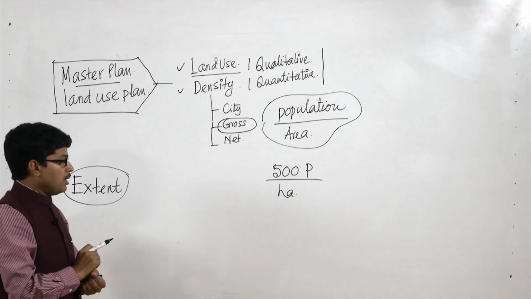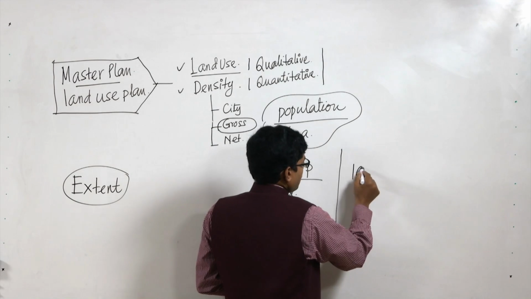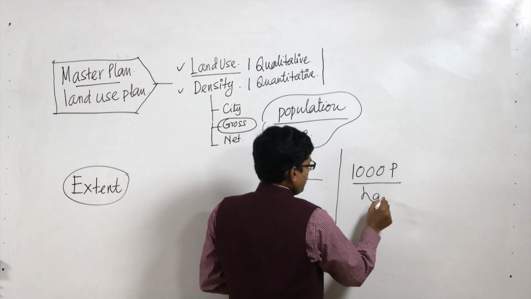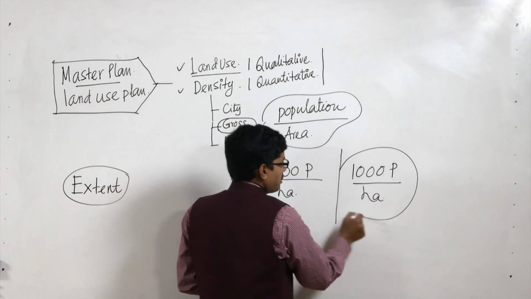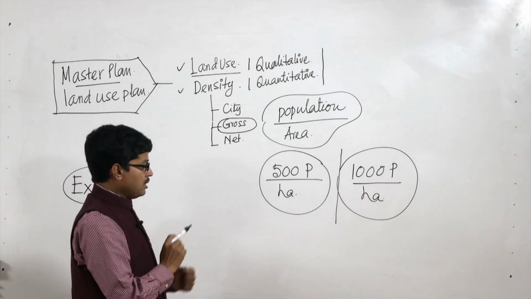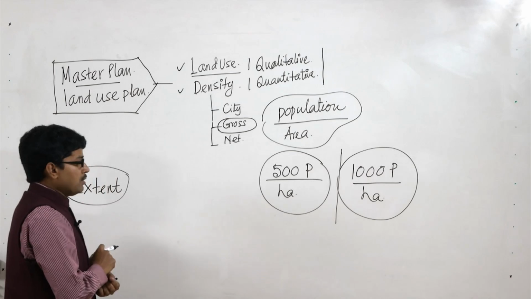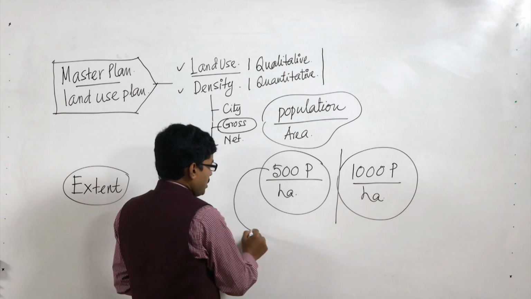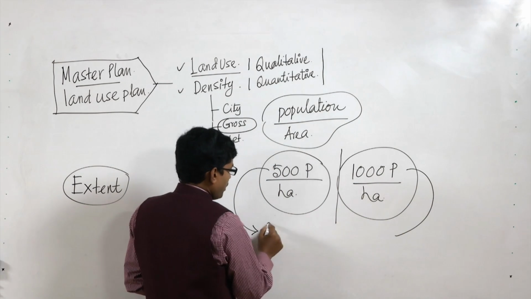Now this 500 persons per hectare is a number. In another sector the density is say 1000 persons per hectare. Does it mean that this particular sector is more dense and more compact, and the other is less compact? Let us see. Theoretically it depends on how we are accommodating these 500 people and these 1000 people over a particular floor area.